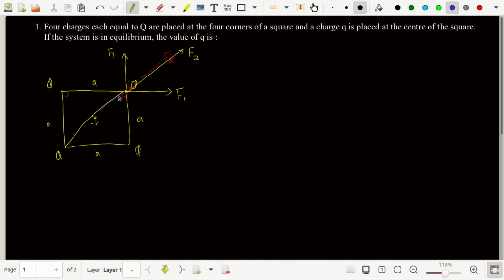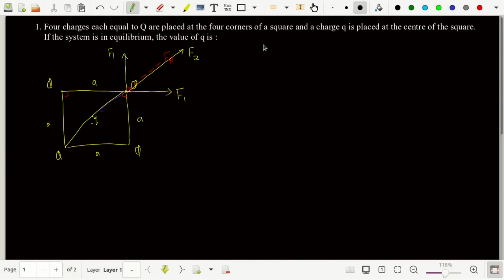Now this is my equilibrium condition, so this is going away and this is attracting towards itself. Now you say that the system is in equilibrium. So let us find out what the value of q should be according to the given options. So we move ahead with the exact approach towards the solution.